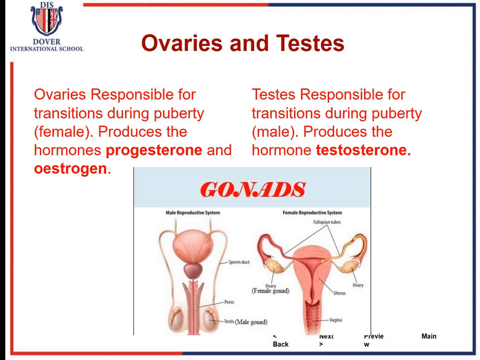We have the ovaries and testes. Ovaries are responsible for the transitions during puberty in females. So ovaries are only found in females, while testes are found in males. Ovaries are responsible for producing progesterone and estrogen that are responsible for the menstrual cycle of females, while testes produce testosterone, which is responsible for puberty in males.